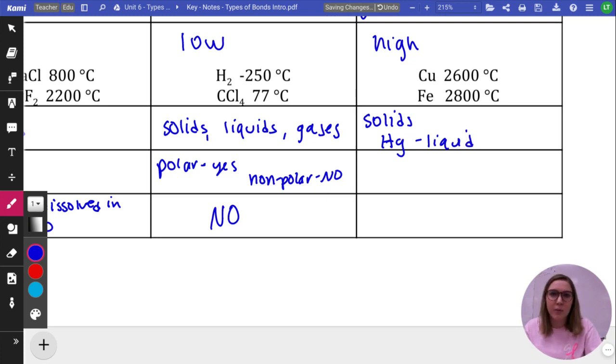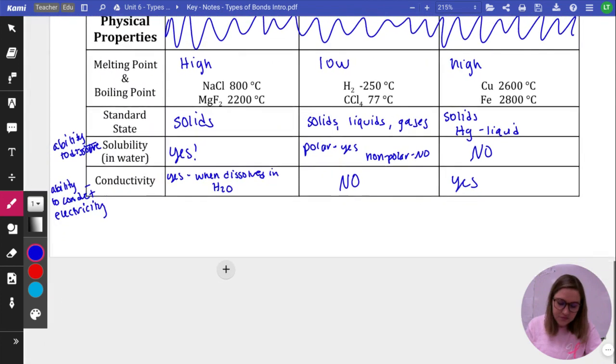Some of them melt at very low melting points, like gallium will actually melt just in your hand at body temperature. But they're all solids except for mercury. Metals are insoluble in water, and they do conduct electricity.